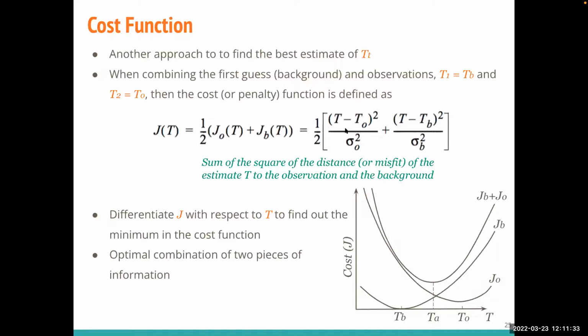So we want to calculate something called the cost function, the distance between them divided by covariance. We want to make this as small as possible because this represents the distance. So differentiate J, again the same operation, differentiate J with respect to T to find the minimum of the cost function. So we want to minimize J to minimize the error. It's the optimal combination of the two pieces of information. It's not just a linear combination.